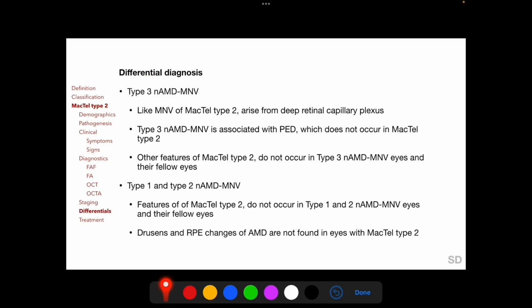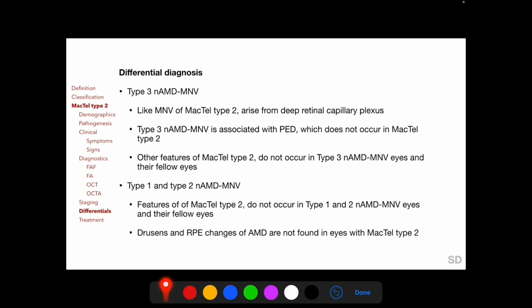Differential diagnosis of MacTel type 2 includes macular neovascularization of neovascular AMD, which needs to be differentiated from macular neovascularization from MacTel type 2. Like macular neovascularization of MacTel type 2, type 3 macular neovascularization of neovascular AMD, also known as retinal angiomatous proliferation, arises from the deep retinal capillary plexus, but type 3 macular neovascularization of neovascular AMD is associated with pigment epithelial detachment, which does not occur in MacTel type 2.